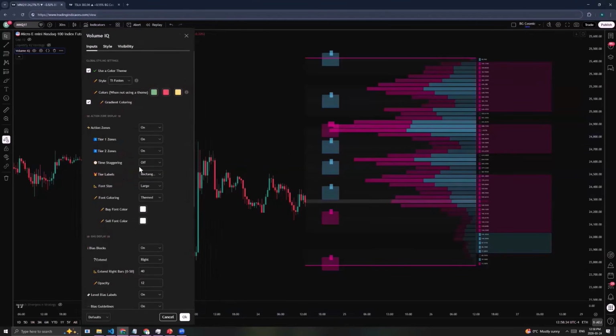And one thing we can do, now this is the new feature that we're going to be pushing out for all platforms by the end of the day, but it's already out for TradingView, is, I think Richard might have asked for this feature, I forget who it was, but now we can turn off the tier 1 or tier 2 zones if we only want to pay attention to the most important one, which is usually this one right here, the zone of control. So let me just wait for this to recalculate.